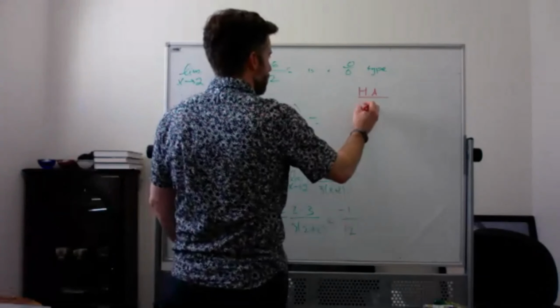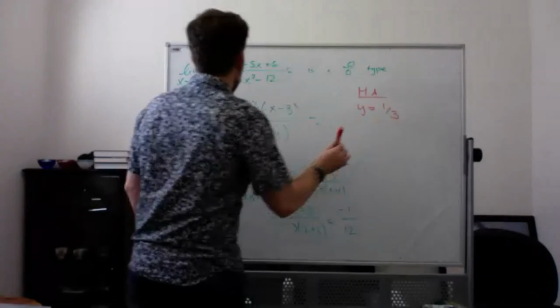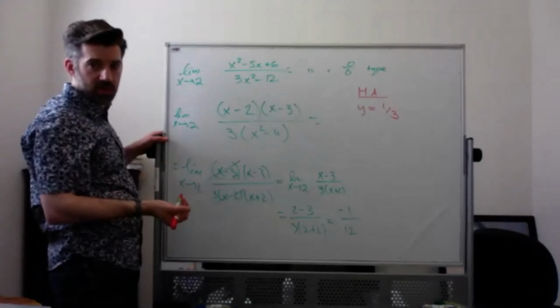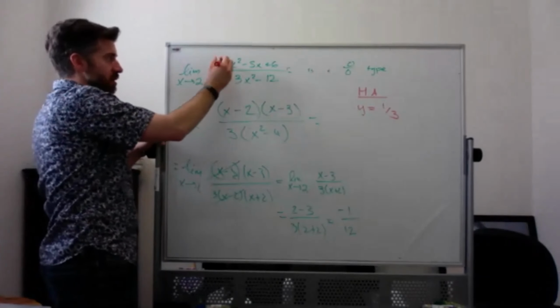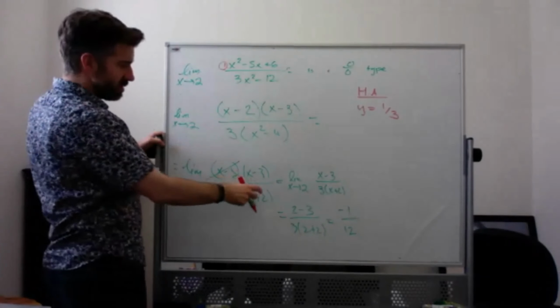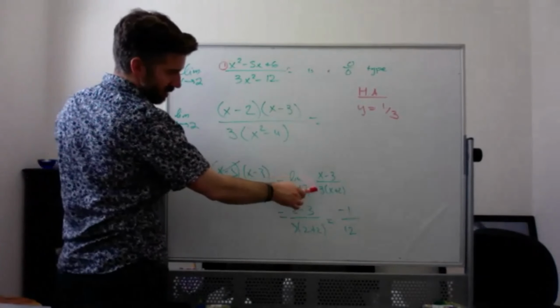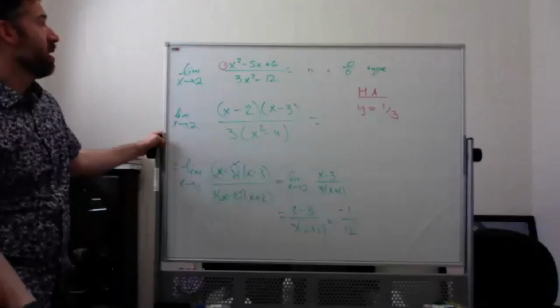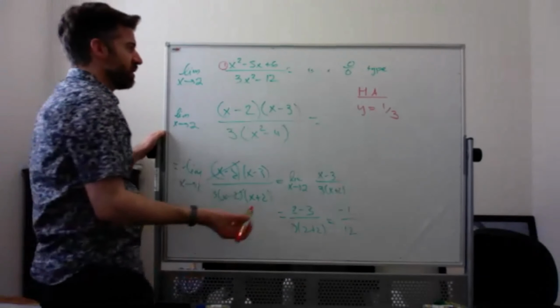So the horizontal asymptote is y equal to 1/3. And you can either look at this one and say, well, yeah, the degrees are the same, so it's 1/3. Or you can even look at the reduced version, which is x minus 3 over 3 times x plus 2, and it's still going to be 1/3. For the vertical asymptote, you have to be a little bit more careful.